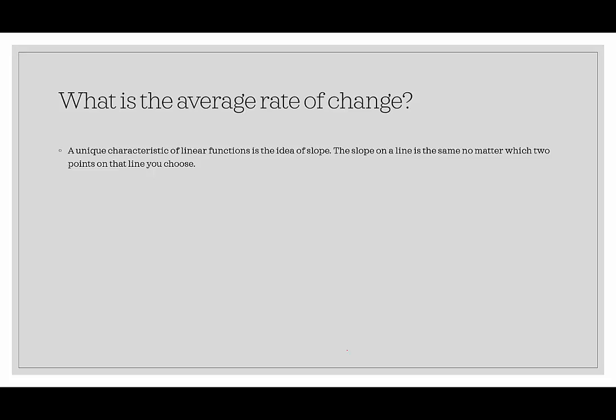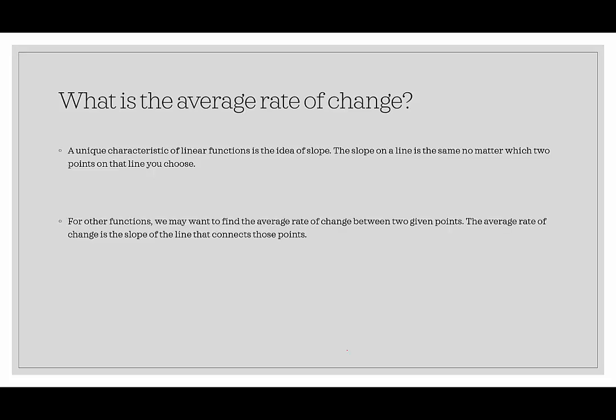However, we can apply that to other functions, only we call it an average rate of change. So for other functions, if we want to find the average rate of change between 2 points, we find the slope of the line that would connect those 2 points, and we call that the average rate of change. Just meaning that if you took the slope of every line between those 2 points, you would find their average would be the same as that particular average rate of change, which is kind of cool.